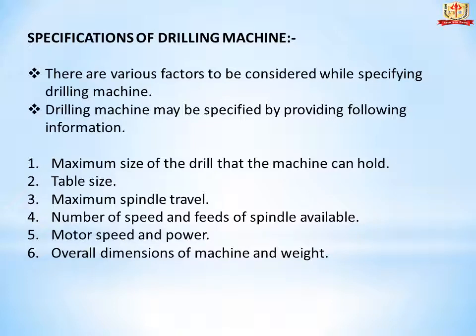Now we study specification of drilling machine. There are various factors to be considered while specifying the drilling machine. Drilling machine may be specified by providing following information. First is maximum size of the drill that the machine can hold. Second, table size. Third, maximum spindle travel. Fourth, number of speeds and feeds of spindle available. Fifth, motor speed and power. And sixth, overall dimension of the machine and weight.